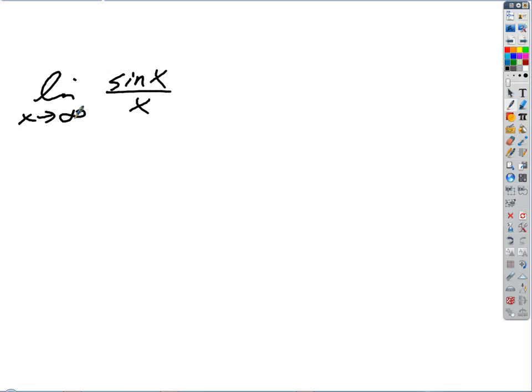Okay, what about that one? As x approaches infinity, the limit of sine x over x. Curious what you make of this.